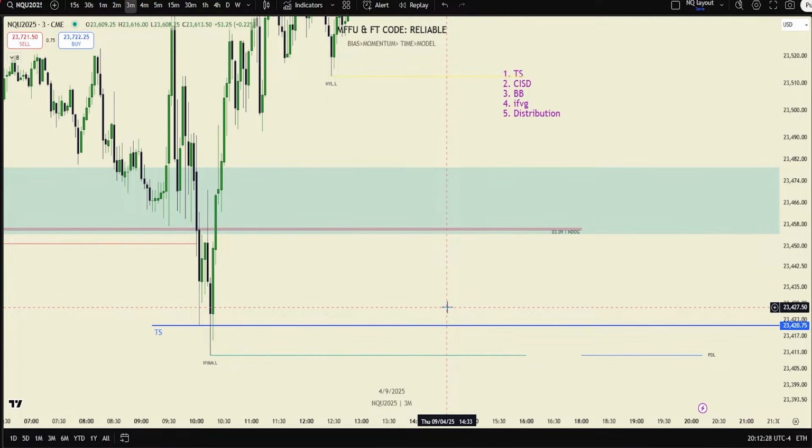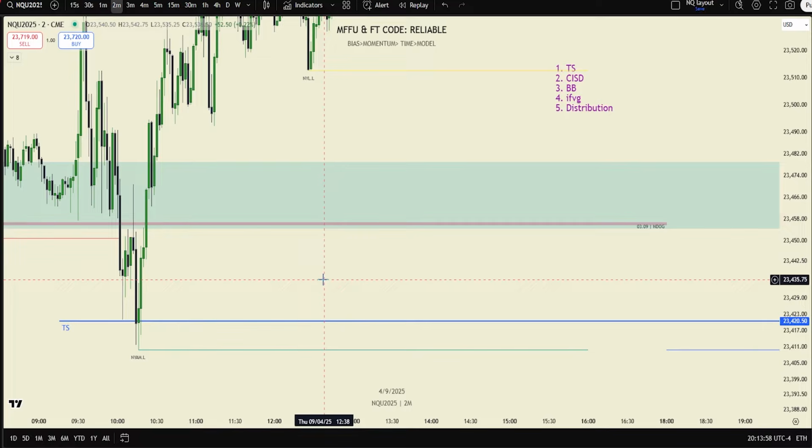The next step is that CISD, or change in state of delivery, which you can simply think of as an inverse manipulation leg. And a manipulation leg is simply a leg or swing in price that comes down and either runs liquidity or taps into an unfilled fair value gap or inefficiency. That third step is going to be that breaker block, which is just an inverse order block. And then the next step after that is simply your entry model, whether you want that to be your IFEG model, unicorn setup, 2022, whatever it is. And finally, we distribute, right?